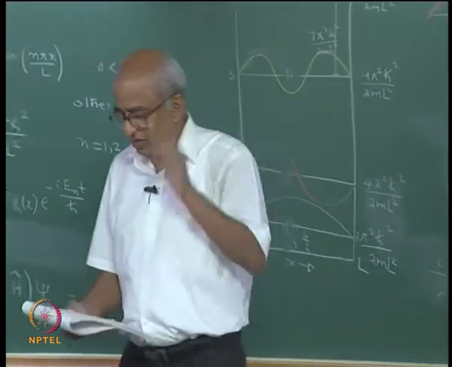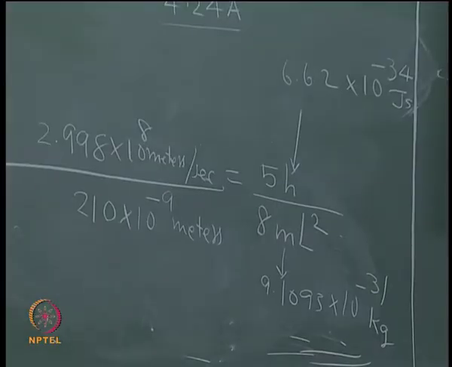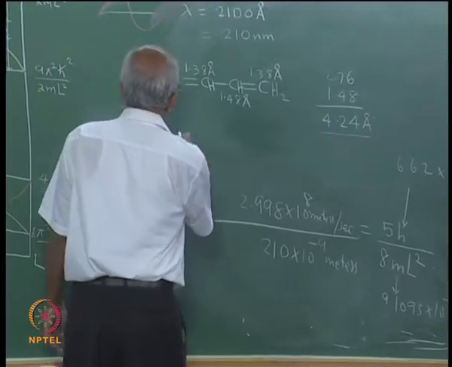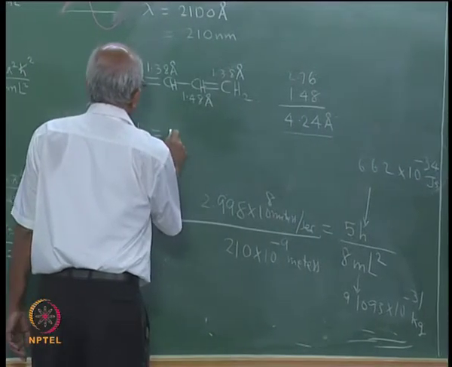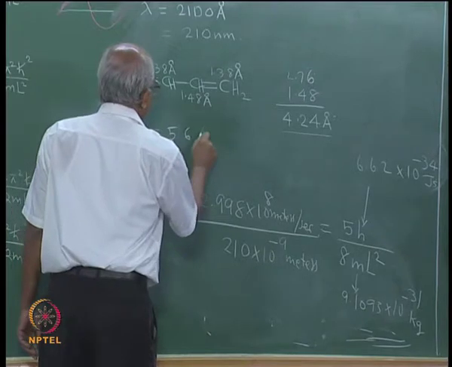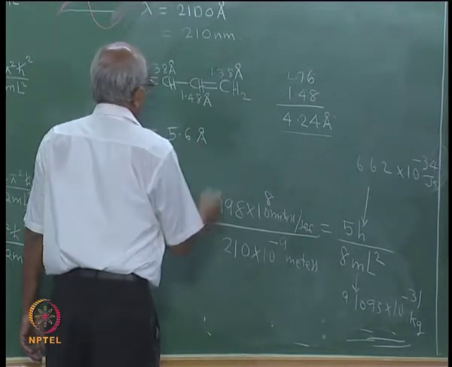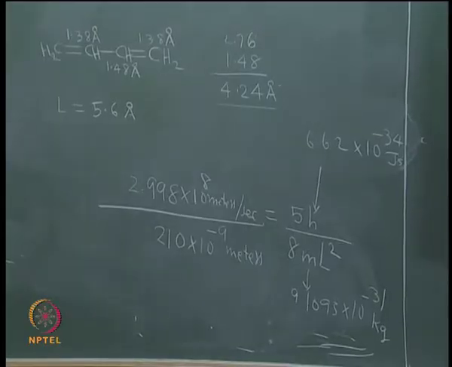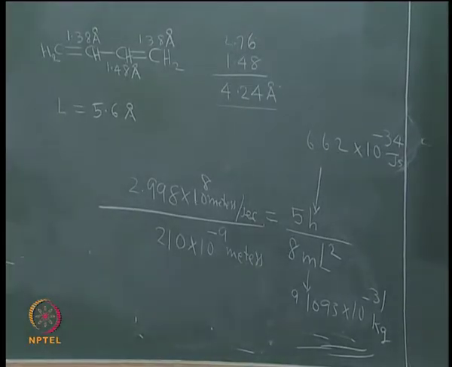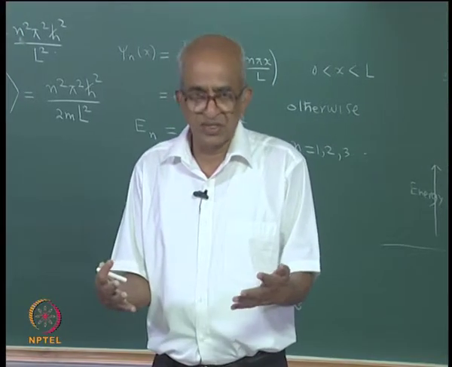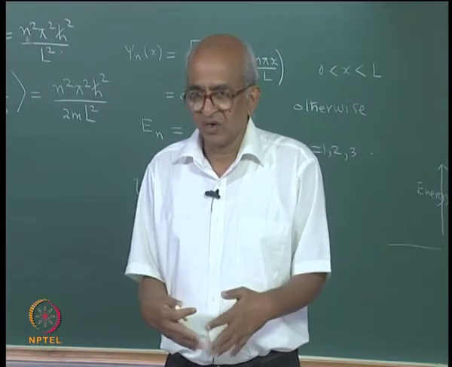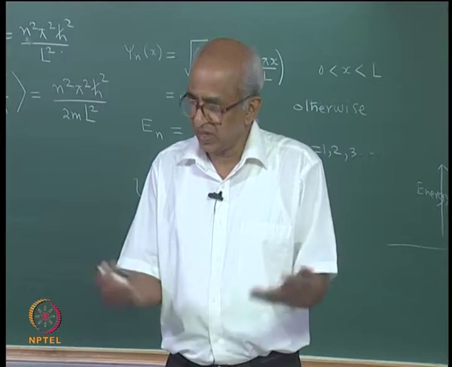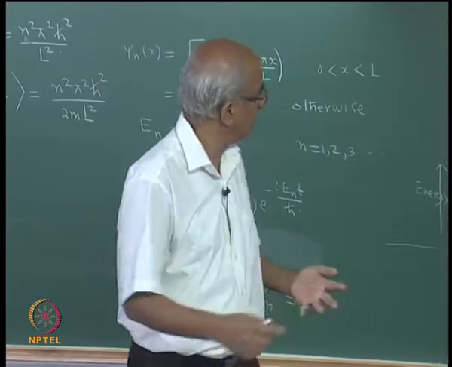If you did the calculation, which is a simple calculation if you have a calculator, the answer that you get is found to be 5.6 angstroms. Which does make sense, because you look at the approximations that we have made, so many approximations have been made. What are the approximations? Let me remind you.